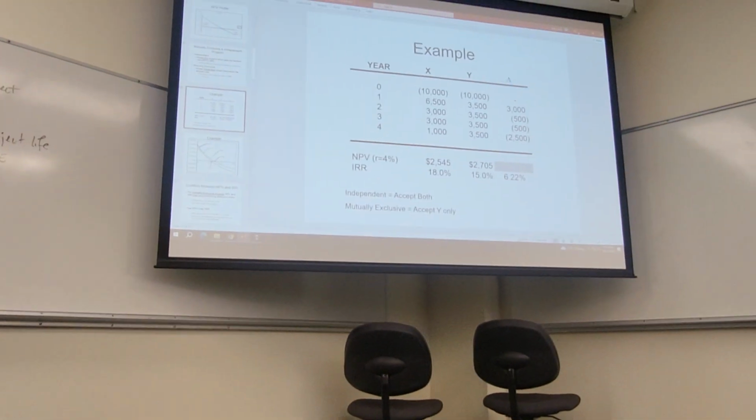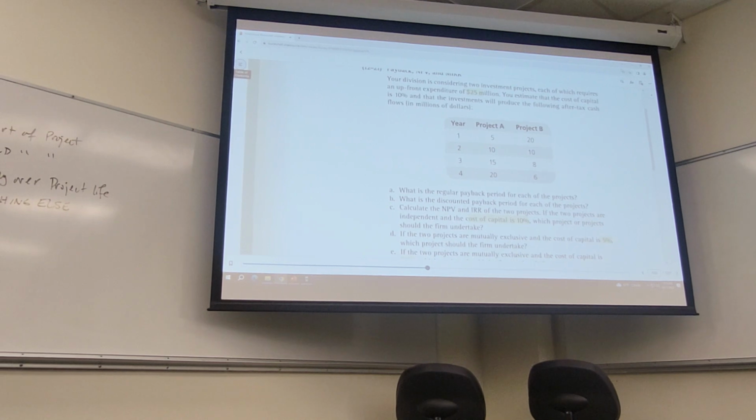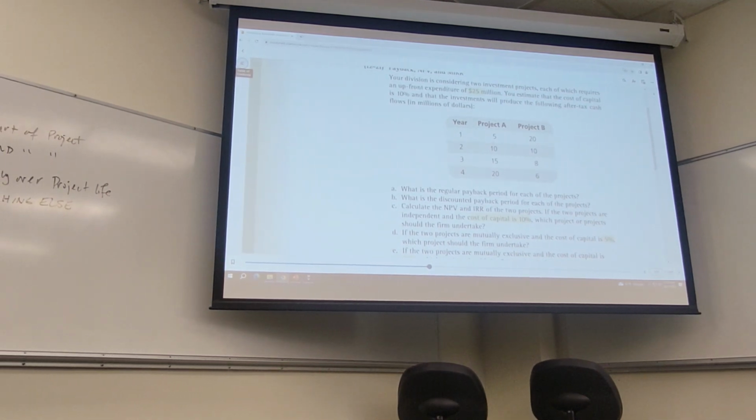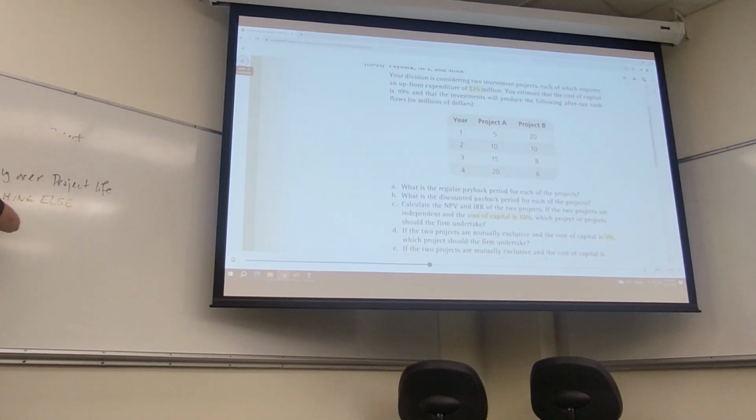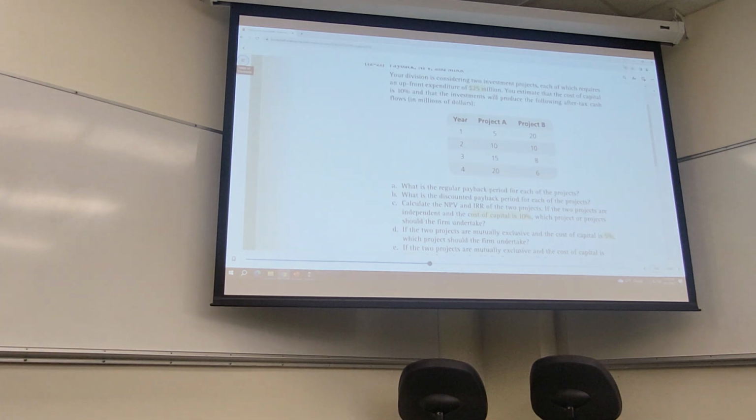We're going to do what's called the crossover rate. So to get the crossover rate, I wish I'd put the cash flows up here. This interest rate right down here is going to be the crossover rate. So let's see how we get this. I need to put the cash flows back up here.